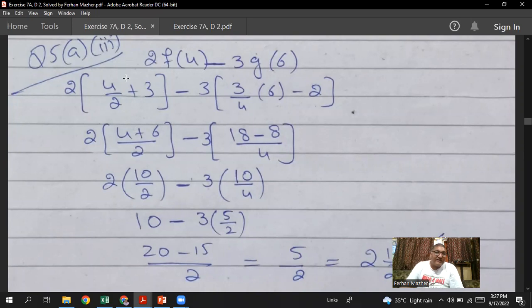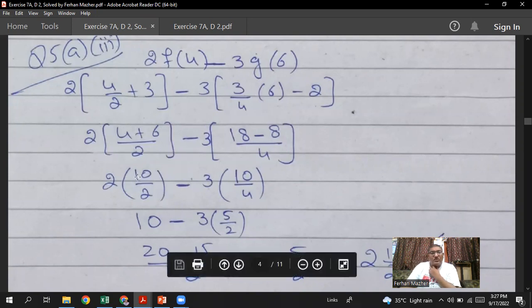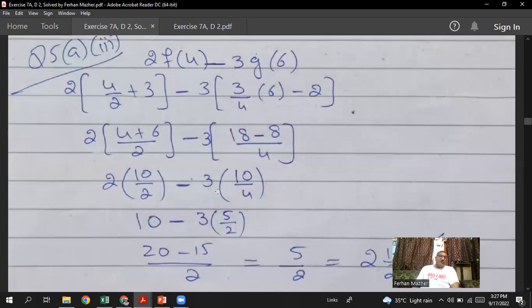So here in this bracket, I will take the LCM. So you will have 2 square bracket start, 4 plus 6 divided by 2 square bracket close minus. Here you will have 18, and I have taken the LCM also. 4 is the LCM. So you will have minus 8. And here you will have 2 bracket 10 by 2 bracket close minus 3 into 10 by 4 bracket close. 2 and 2 cancel. So you will have 10 minus, you see this 10 and 4 will be cancelled with each other. So you will have 5 by 2 inside.